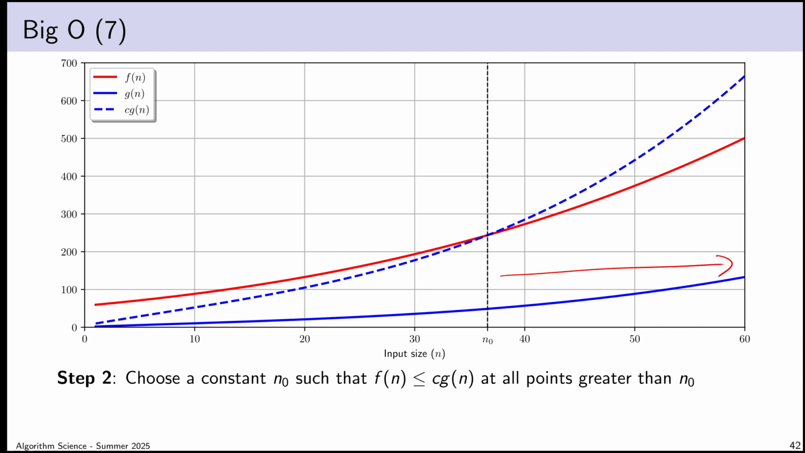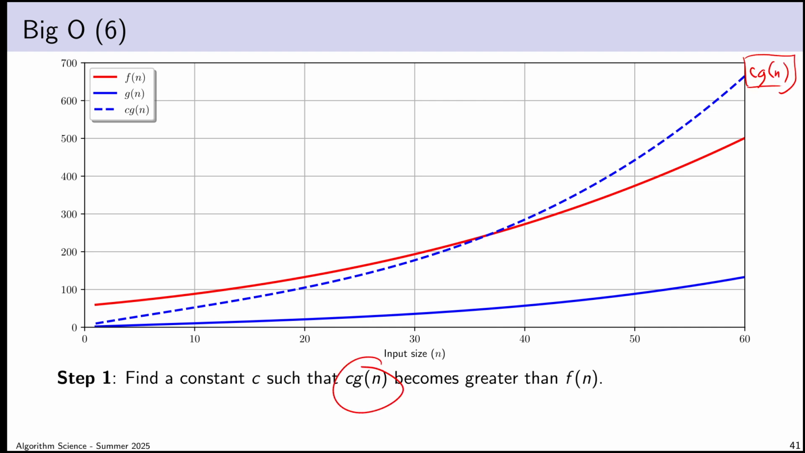Now, it's tempting with this visualization, so if I go back by 1, to say, oh, okay, I need a value of n naught such that for every greater value of n, I have f of n less than or equal to c times g. So we'll choose the exact intersection of those two. You could do that, but do you really want to waste time doing that?